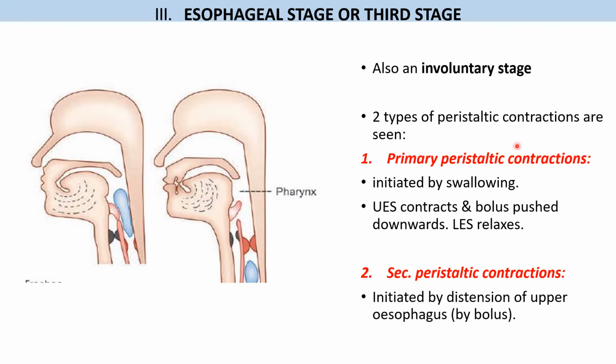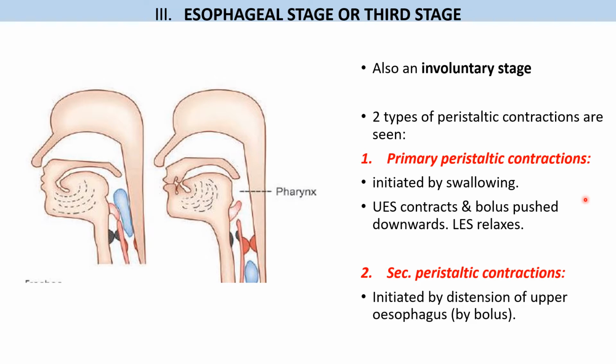Now here two types of peristaltic contractions can be seen during this stage. The first is primary peristaltic contractions and the second is secondary peristaltic contractions or peristalsis. Now, the primary peristalsis, esophageal peristalsis, is initiated by the act of swallowing itself. As soon as the bolus enters the esophagus, the primary esophageal peristalsis begins and that propels or moves the food downwards towards the stomach.